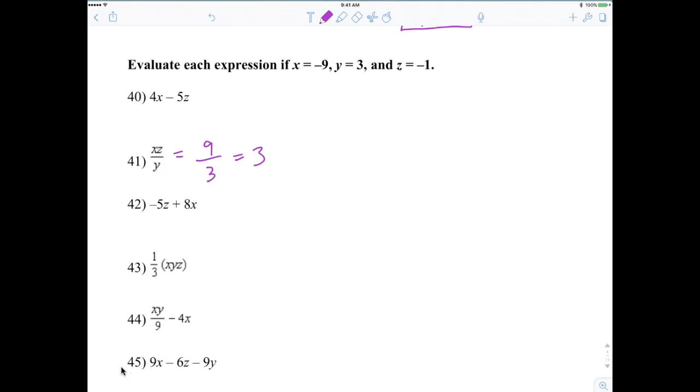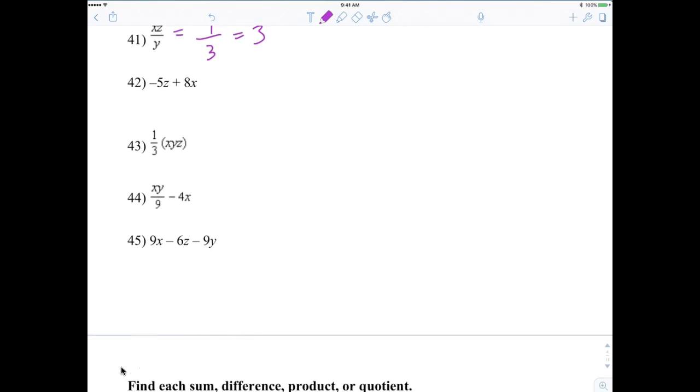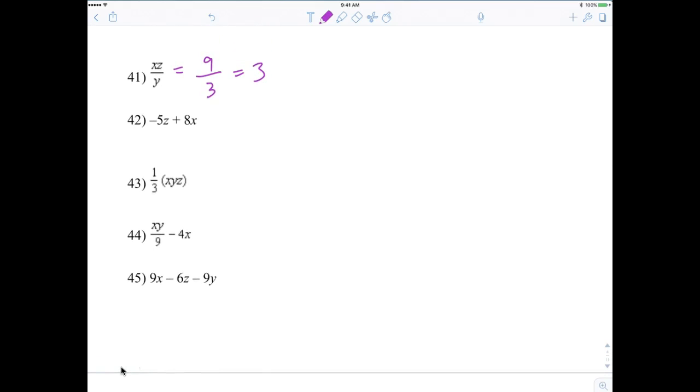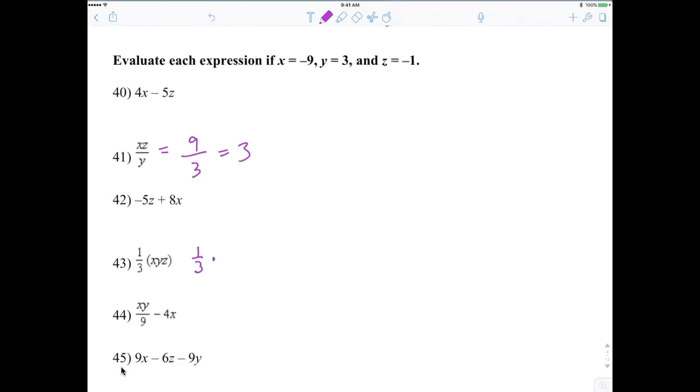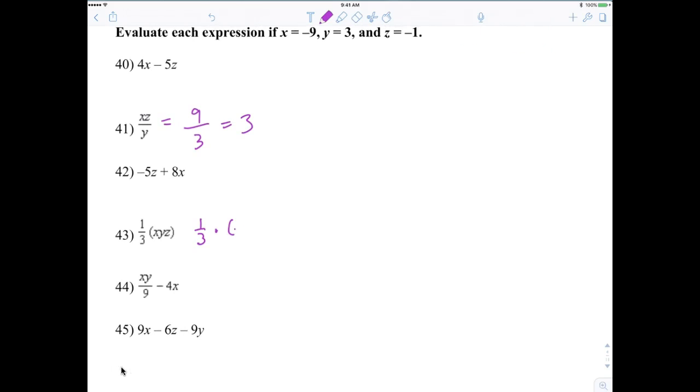All right. 43. Now for 43, we want to do 1/3 times, now what's x? -9 times y times z. Now how many negatives are involved? 2, right? So the answer itself is going to come out to be what? Positive. Does everybody see that?